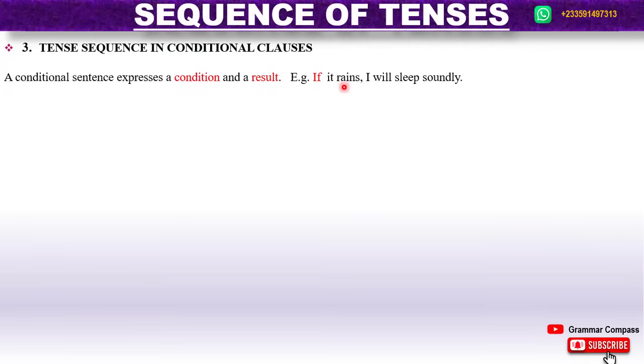So what form of the verb should be chosen when the verb in the conditional clause is present? What if the verb in the conditional clause is past? What verb are we going to use for the results? Let us delve straight into it.